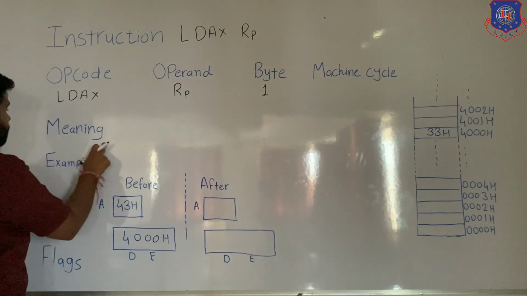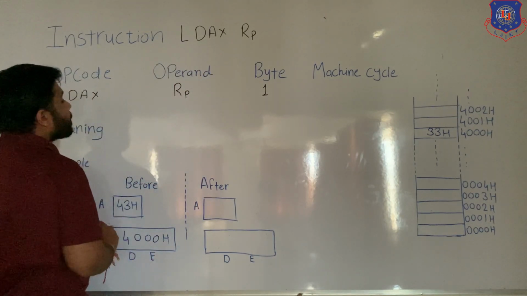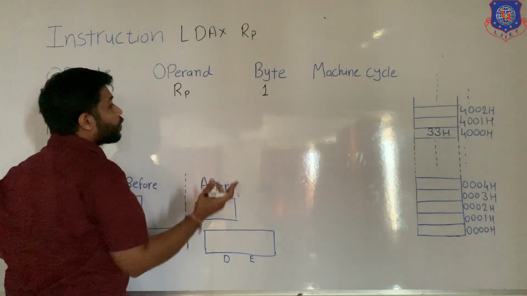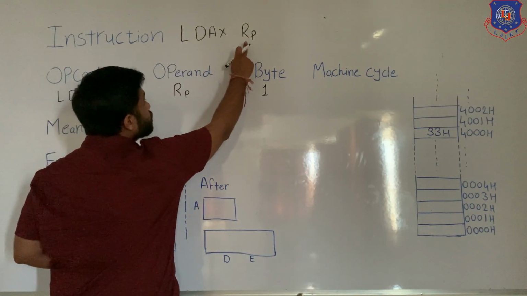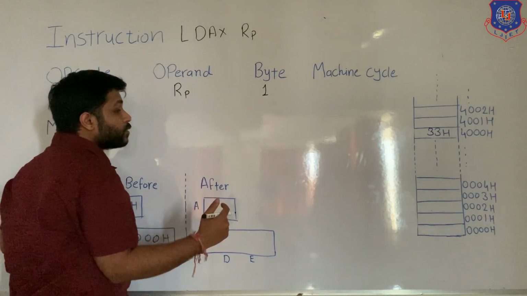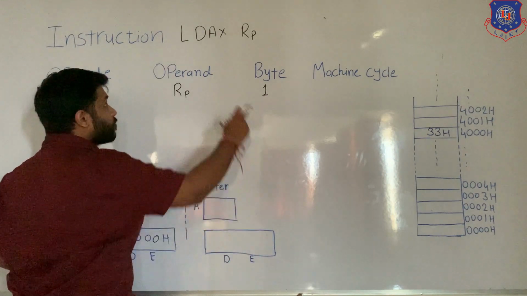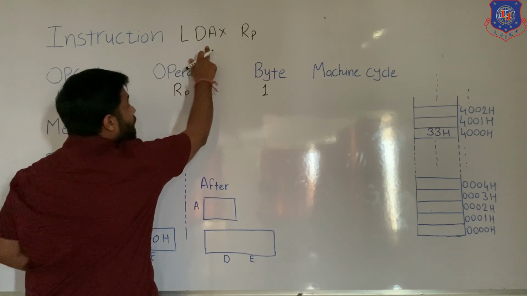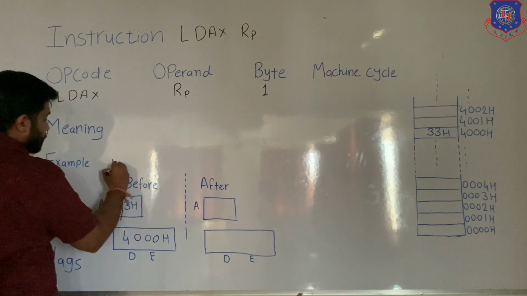Okay? Machine cycle we are going to see. Before that, let's see the meaning of the instruction. Now the instruction is LDAX register pair. It means load data to accumulator. But load data to accumulator from where? Load data to accumulator from the memory location which is specified in the register pair. So in the register pair you have to first give some memory location. You have to specify in the register some memory location. After that, when you give LDAX register pair, it means load data to accumulator from the memory location specified in the register pair.